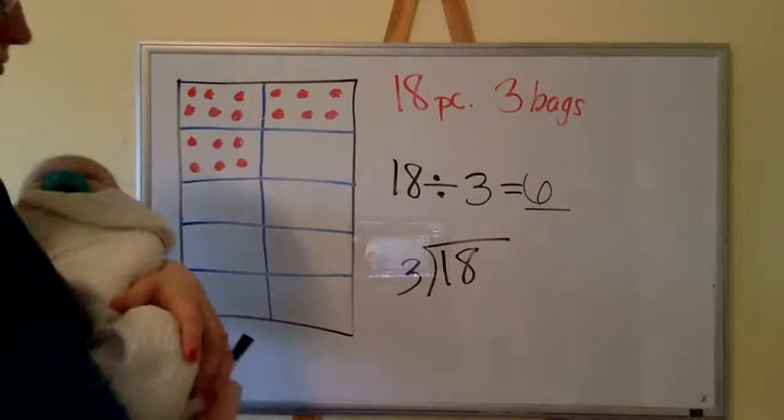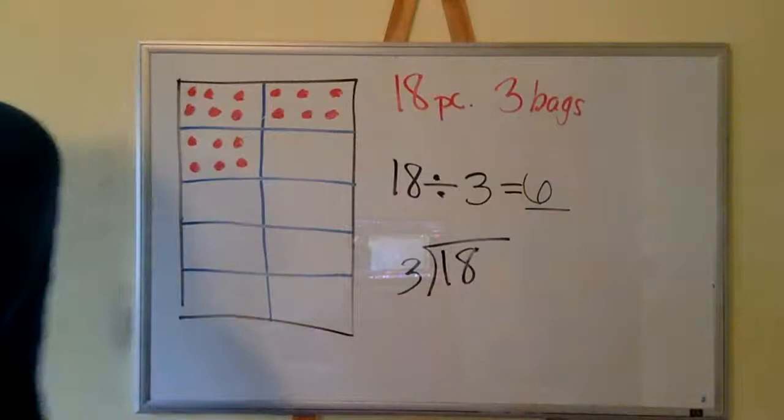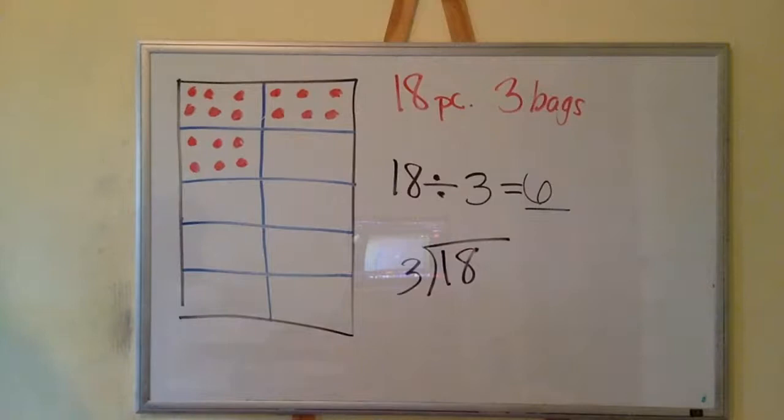Dividend? Divisor. The three is what in our math story? 18 is the pieces of candy. The three represents what? Okay. Three is the divisor. That's for our three bags.